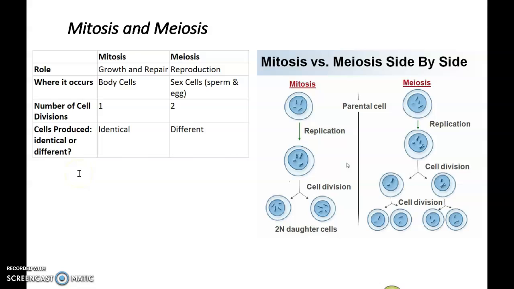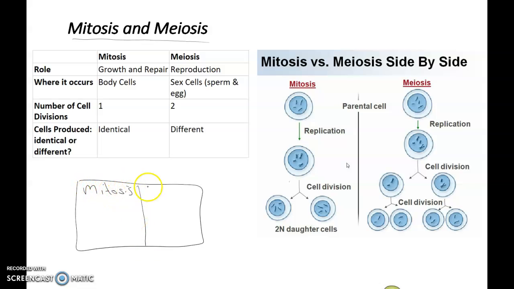So what I want you to do now, guys, if you haven't already, is pause the video and we're going to write this down in our notebooks. So your heading should be mitosis and meiosis. If you would like to do a split page, you might like to do mitosis on the left in your book and meiosis on the right.